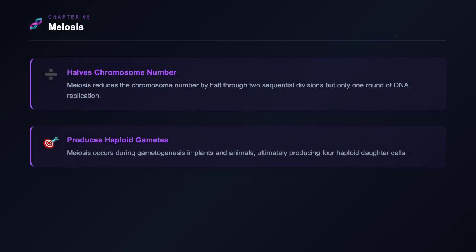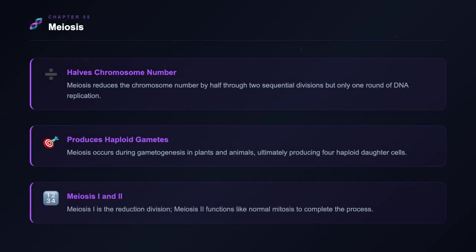Meiosis is a specialized cell division that reduces the chromosome number by half. It involves two sequential nuclear and cell divisions, but only one round of DNA replication. This process creates 4 haploid cells. Meiosis is crucial in the life cycle of sexually reproducing organisms, creating the haploid phase. It occurs during gametogenesis in plants and animals, producing haploid gametes.